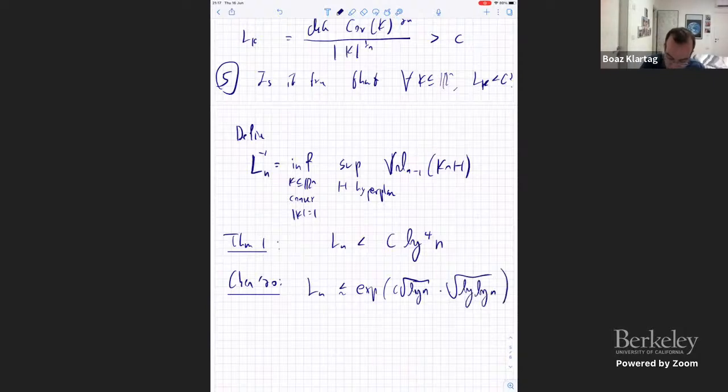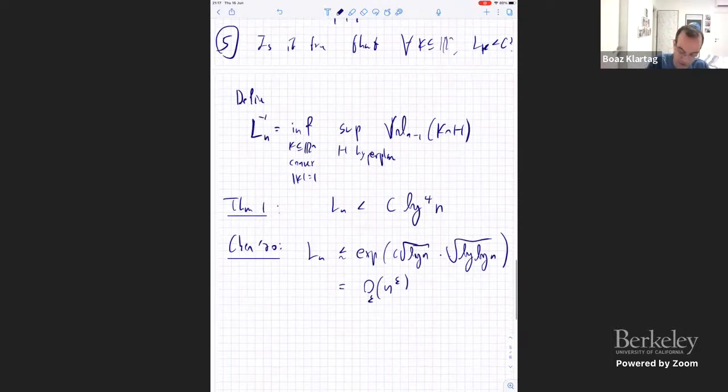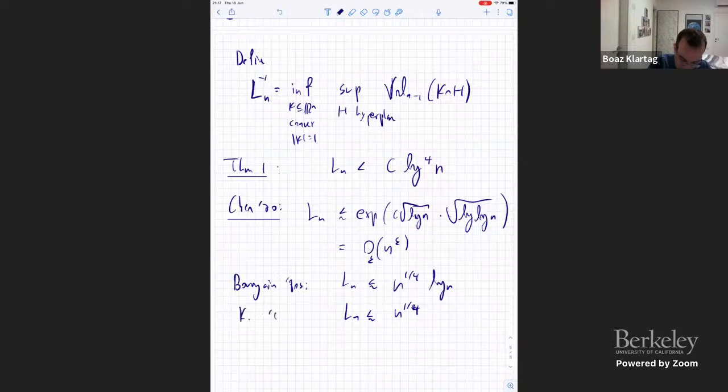Smaller than any power of n was great progress, because the earlier bound was by Bourgain and myself. Bourgain in the 80s proved that this is at most n to the quarter log n, and I removed the log n at some point. Okay, so this is about the isotropic constant.